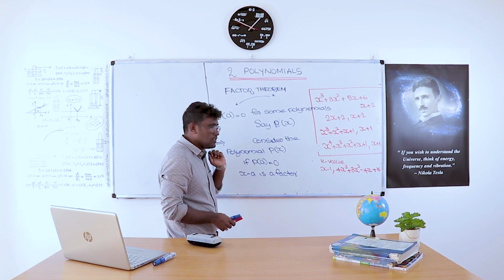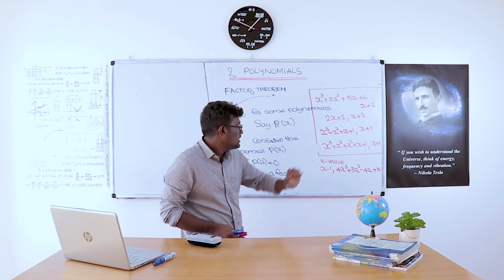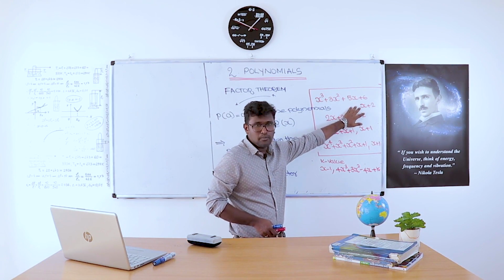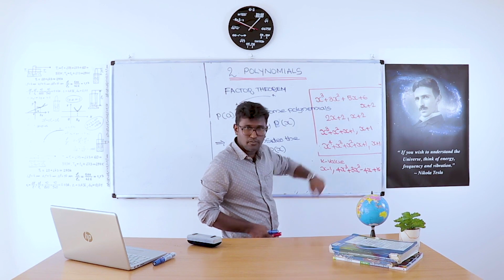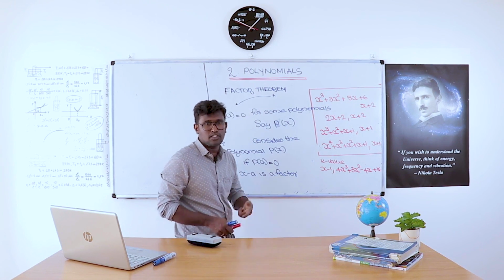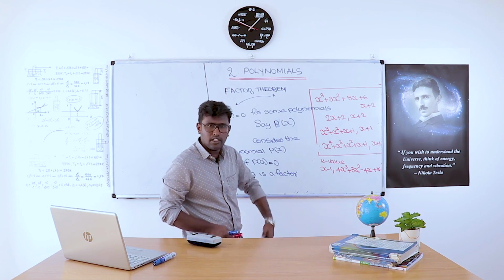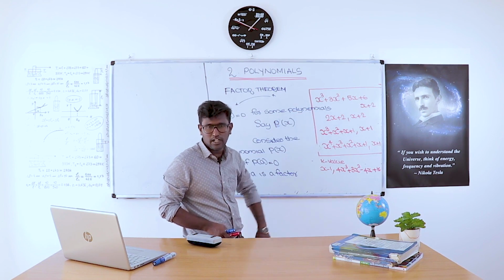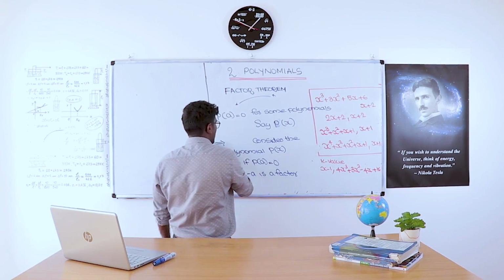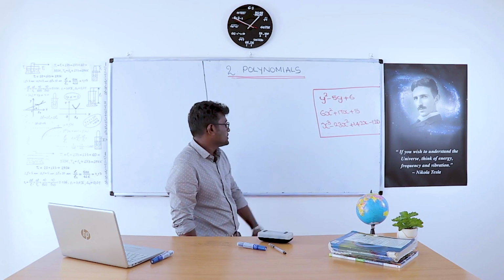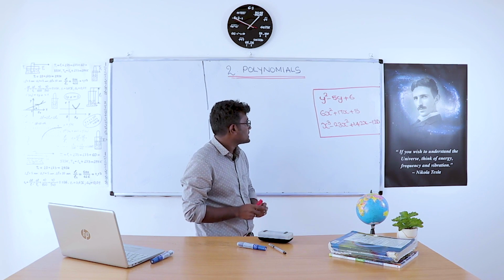Simple. So how will you find out whether a given polynomial is a factor of the polynomial P of x? First of all, you have to find the remainder by using the remainder theorem. If the remainder is 0, then it is a factor. If the remainder is not 0, then it is not a factor. That's all about the factor theorem. So moving to some more problems related to polynomials.